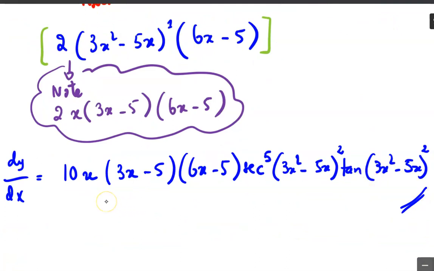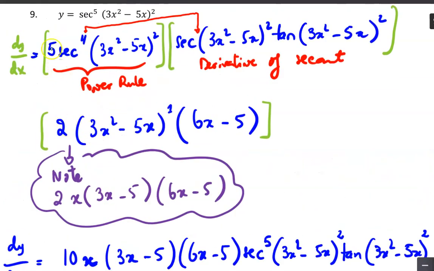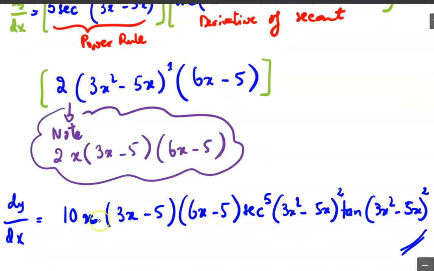So I have 10x because I factor out the x here, and I take 2 times 5, which is 10, and x multiplied by these two binomials and multiplied by my trigonometric function. Alright, okay, so let me rewrite the x.